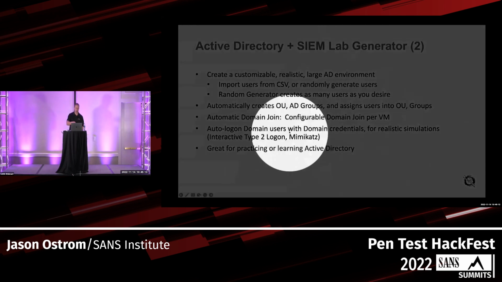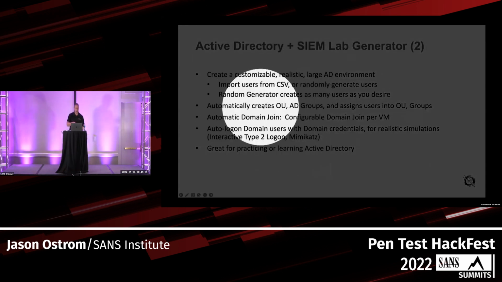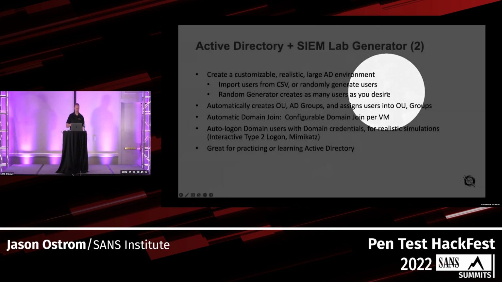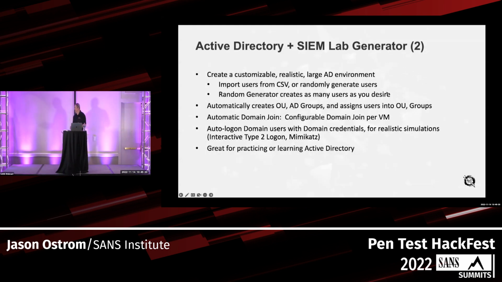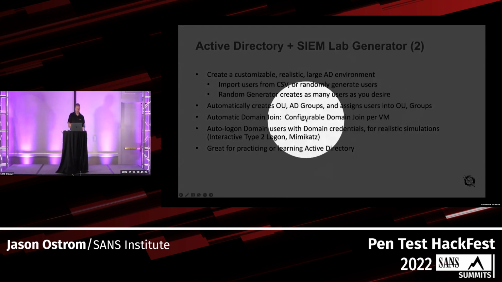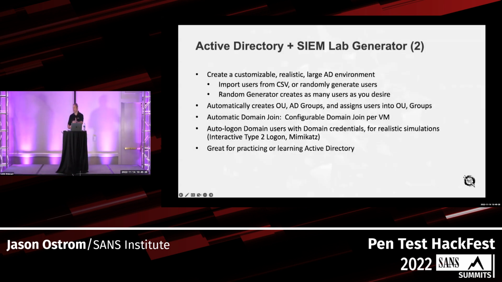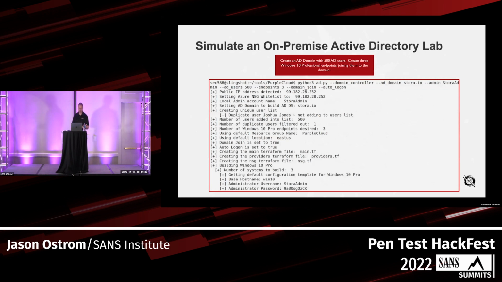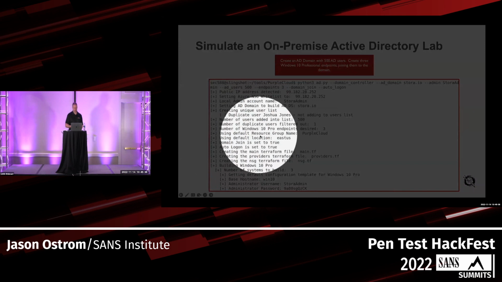So it's a new feature. It imports in from CSV. It'll automatically create OUs and AD groups. It'll do domain join. The most powerful feature here is it auto logs in the domain users. So then you're extracting credentials out of memory. You're doing lateral movement. So it's a great lab for practicing Active Directory. Here's what it looks like in action. It created some users here.